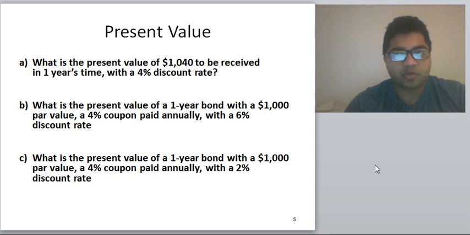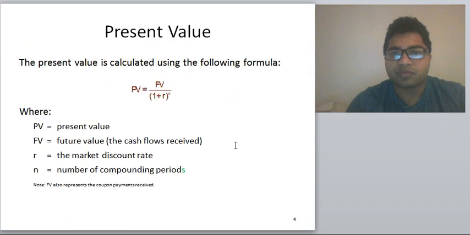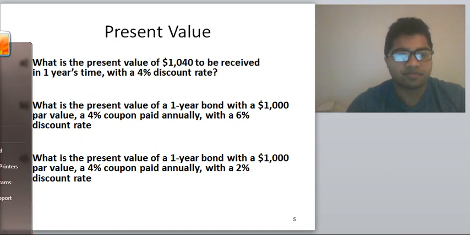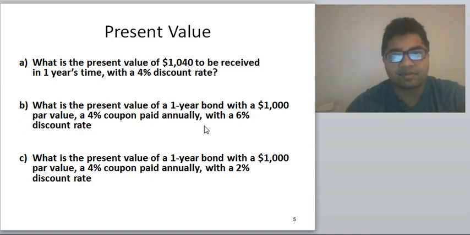So some practice problems before we get going. What is the present value of 1040 to be received in 1 year's time with a 4% discount rate? So in your calculator, when you solve, there are 5 variables. Okay, so we'll be using calculators to solve it. So I'm starting an Excel.